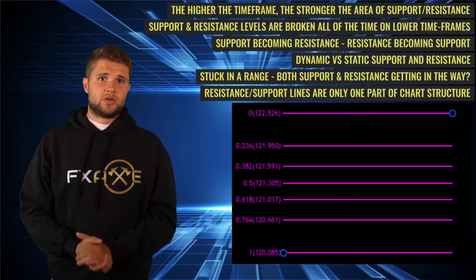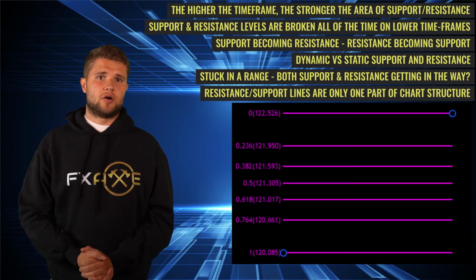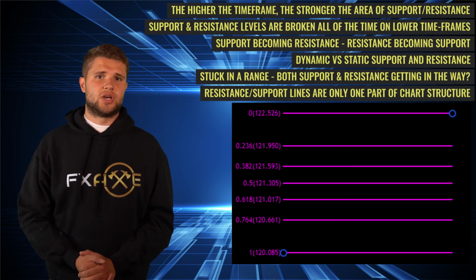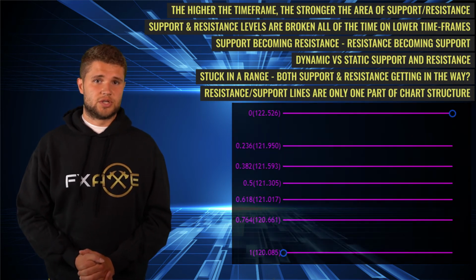For example, Fibonacci retracement levels also use areas of support and resistance. And as we mentioned before, moving averages can act as dynamic support and resistance.